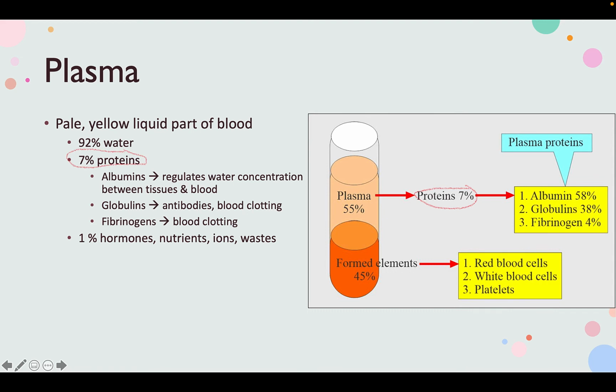And then 1% of blood plasma is everything else: hormones, proteins, nutrients, ions, and wastes. But yeah, that's the gist of plasma. Not too much to know here, just kind of understand the different percentages. It's mostly water, but then there's a little bit of protein in there.